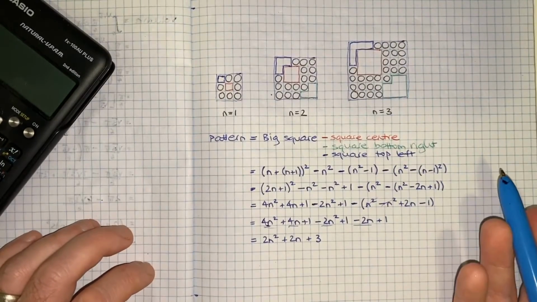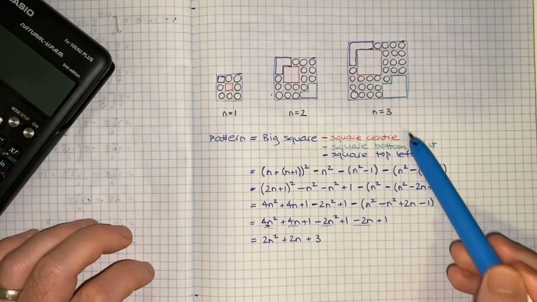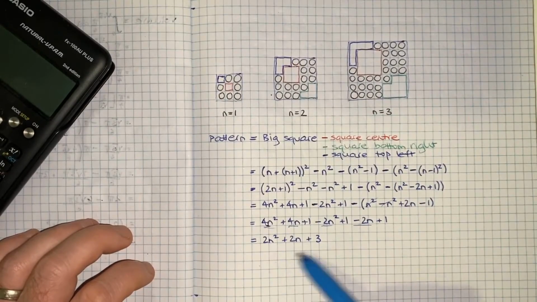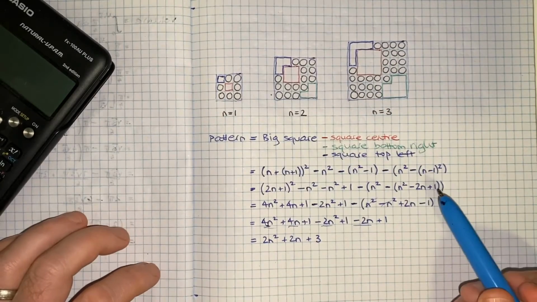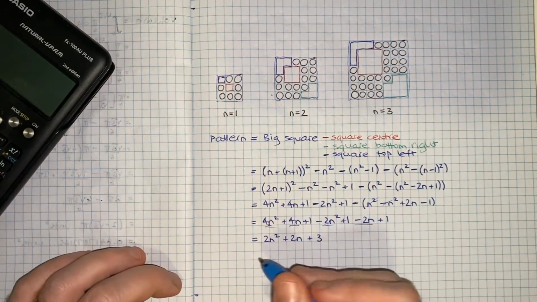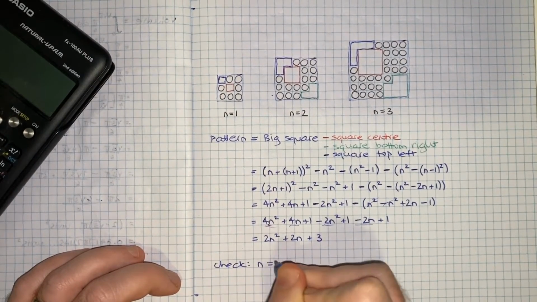and that gets it. Now there's a few things we can check. We can check if we put n is equal to 1, n is equal to 2, and n is equal to 3, do we get the right answer? Because we can obviously verify those just by counting. So let's do that. Let's check what happens when n is equal to 1.